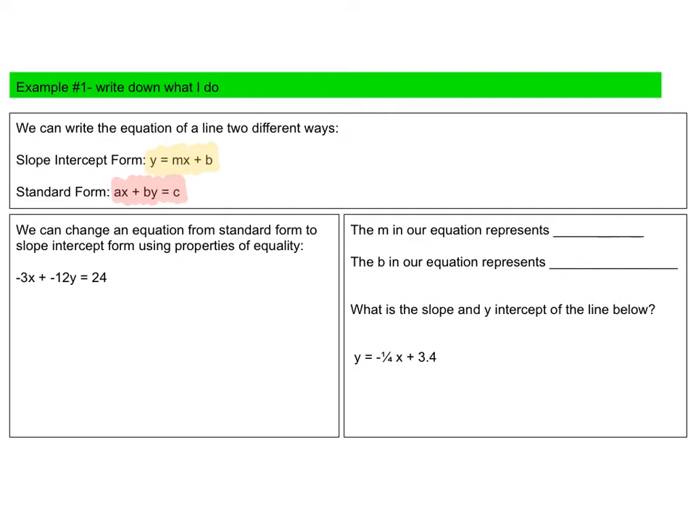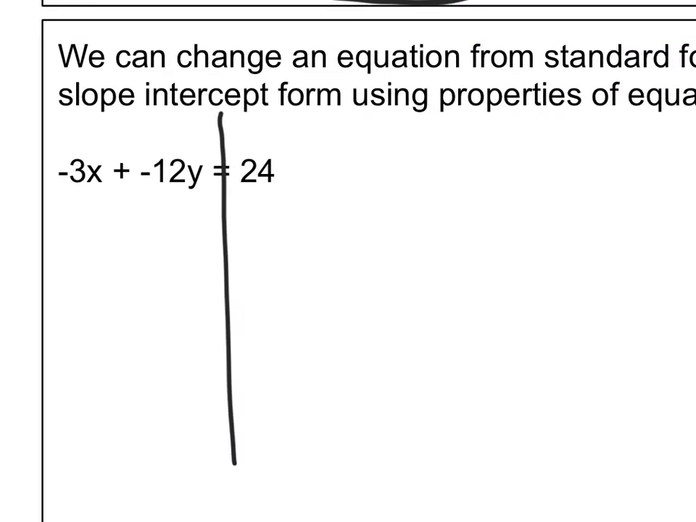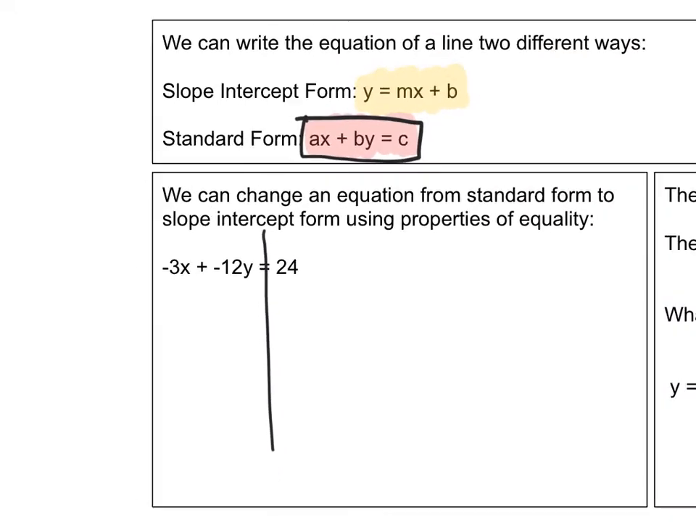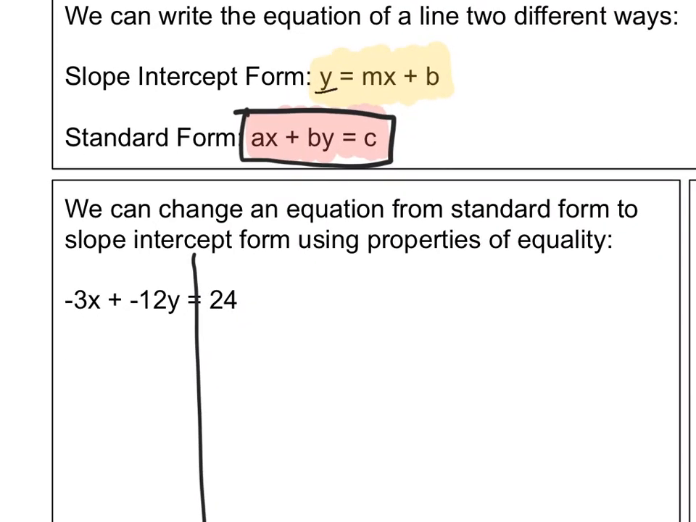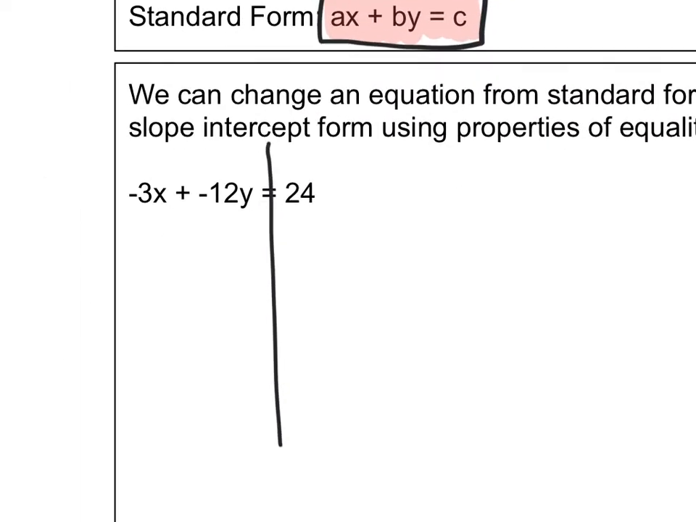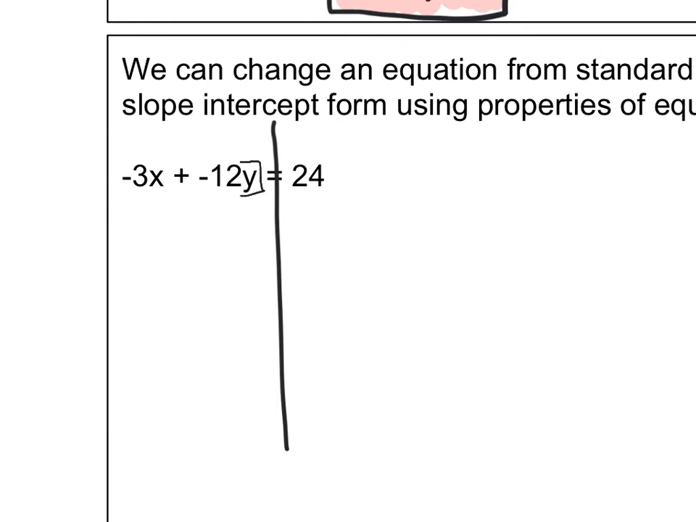So if you look down on the bottom left, we have this equation, negative 3x plus negative 12y equals 24. And this is in standard form. It is in ax plus by equals c format. And what I'm wanting to do right here is just move some things around so it follows y equals mx plus b. Well, in y equals mx plus b, the y is by itself. So I'm going to be trying to get this y by itself, right?